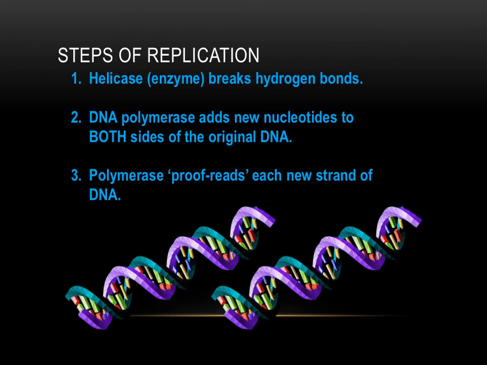Let me recap replication. First, helicase breaks hydrogen bonds. Second, DNA polymerase connects new nucleotides to each old side of DNA. And finally, polymerase proofreads each strand.